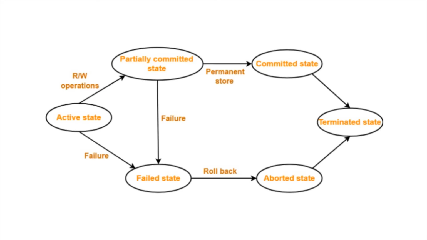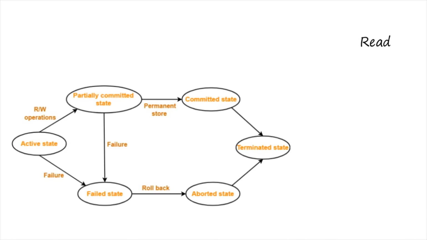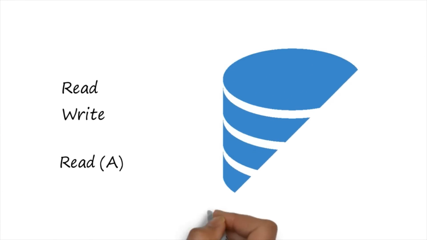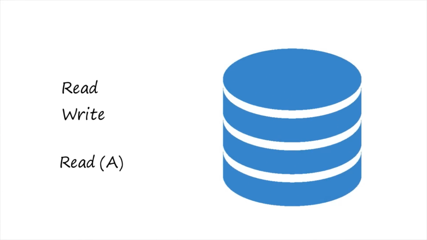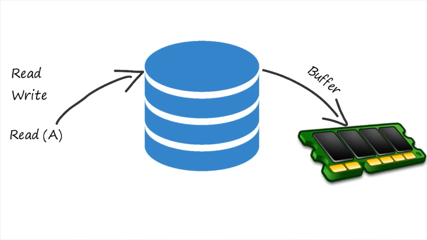I will tell you. First thing we have to understand: in a particular transaction, we have many operations. Among them, the most significant operations are the read operation and the write operation. Now, what do you mean by read operation? Whenever I write read A, this instruction will read the value A from the database and will store it into the buffer in the main memory. That you have to understand today.